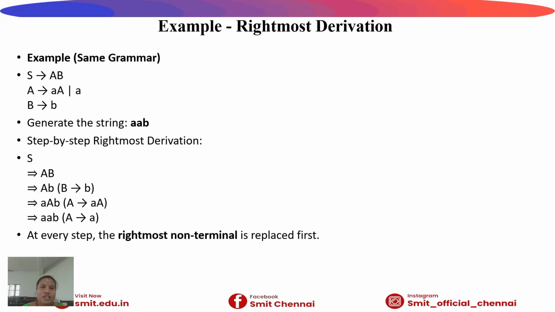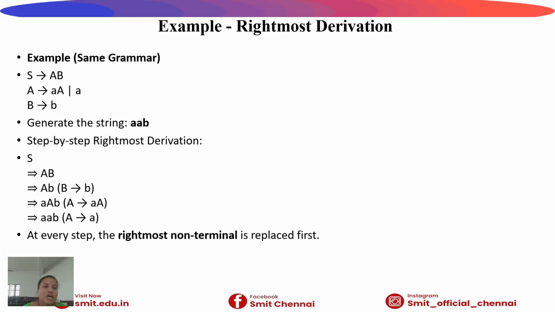It's an important point. Now the example for rightmost derivation, with the same grammar: S goes to AB, A goes to aA and also a, and B goes to b. It generates the same string aab. In step-by-step rightmost derivation, the right side non-terminal is replaced first. The start symbol S is substituted by AB. On the right side, B is substituted by small letter b. Then A is substituted by aA.